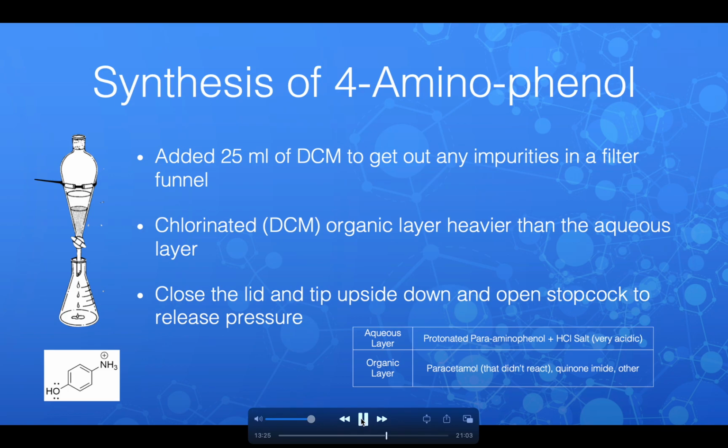The aqueous layer on top contained what we believe to be the protonated para-aminophenol because it was produced in acidic conditions, and a salt. This layer, of course, was highly acidic. The separating funnel was tipped upside down so that all the paracetamol left in the aqueous layer was exposed to the DCM and dissolved. The organic layer was disposed of and the aqueous layer was kept.